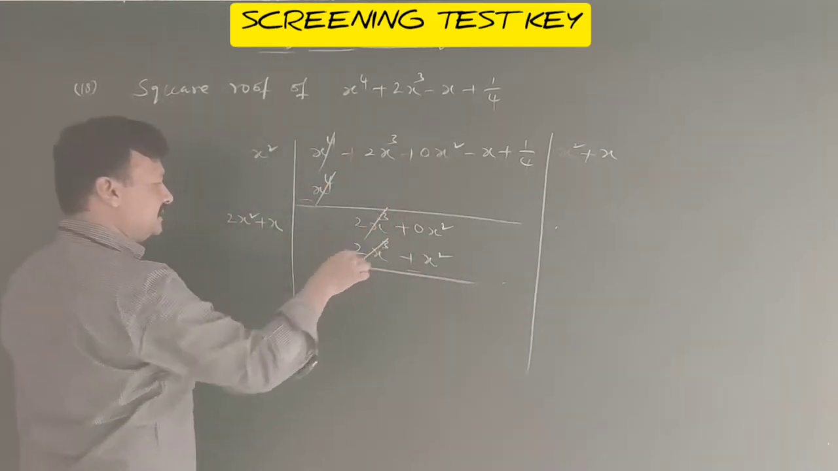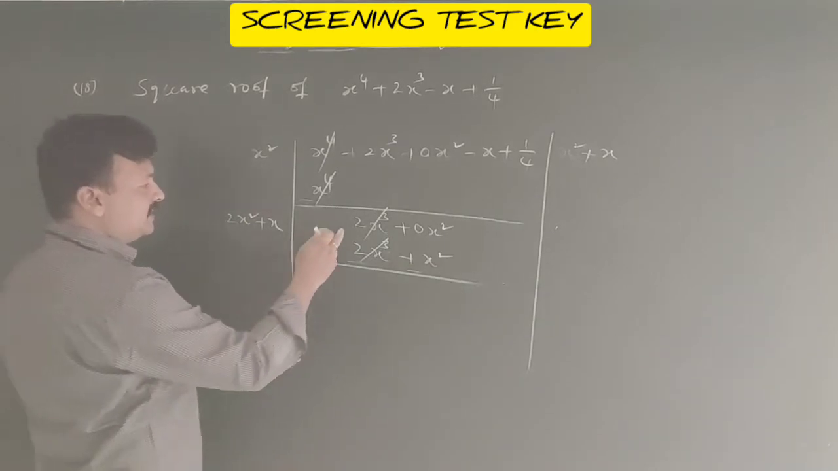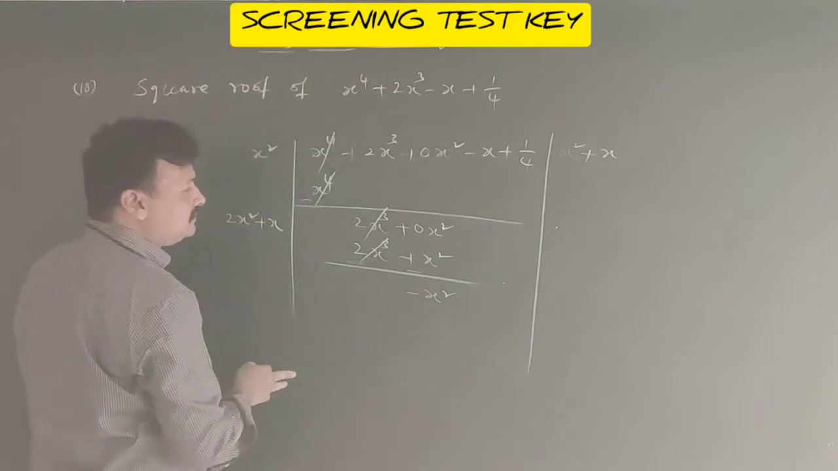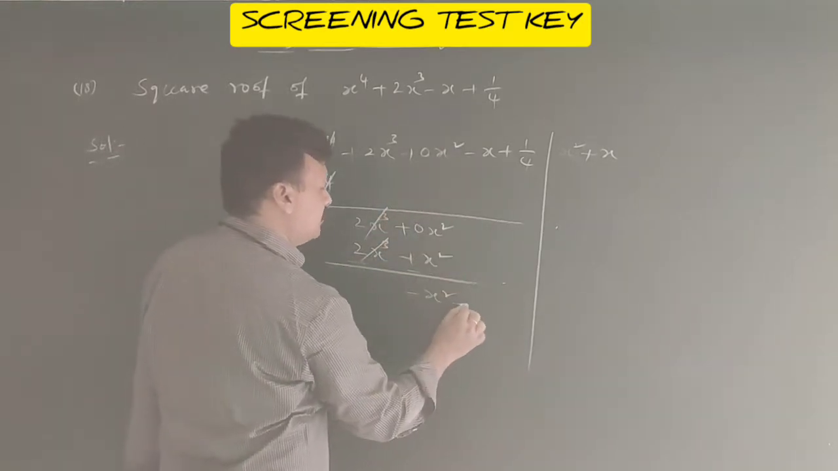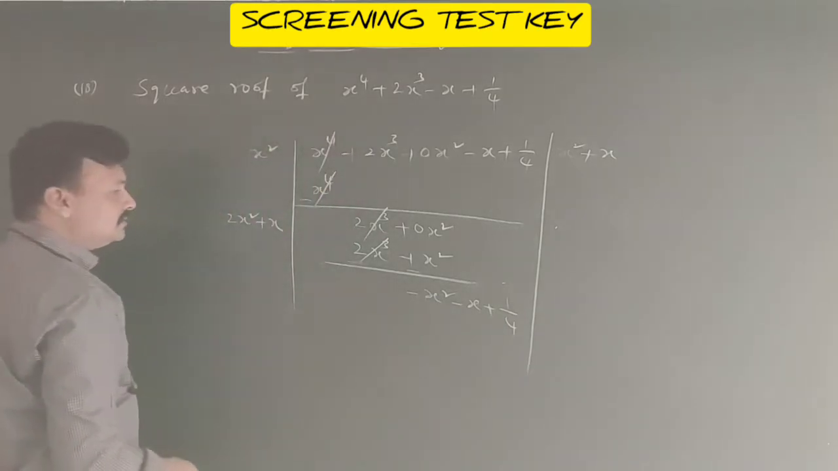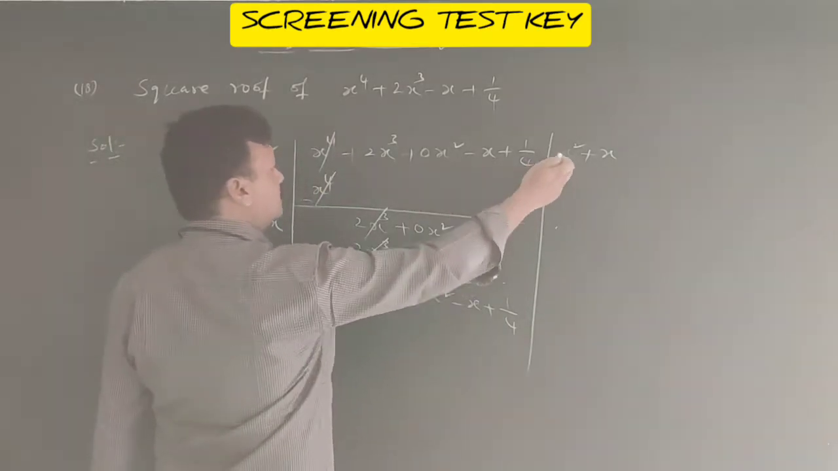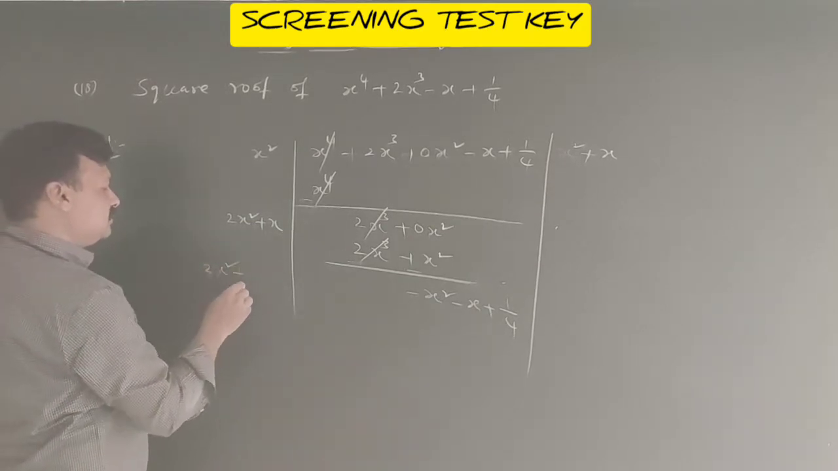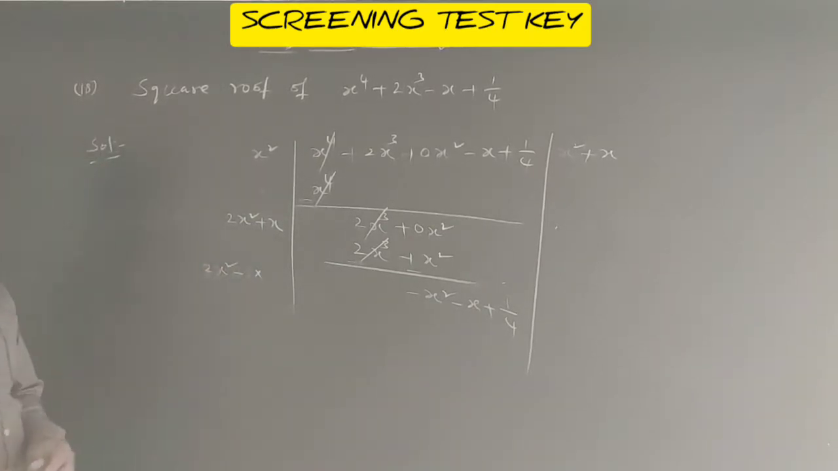Now we need to subtract. Here 2x cube, 2x cube cancel. Here minus x square. Remaining terms minus x plus 1 by 4. Now double of the quotient, 2x square plus 2x, 2x square plus 2x.